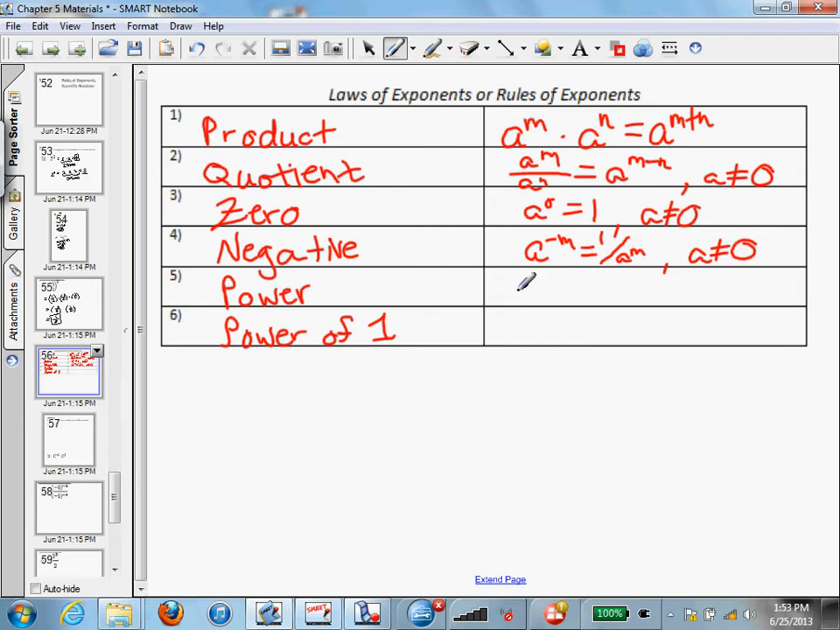Okay, the power rule. That means you have a base with an exponent raised to another exponent. And what happens is you keep your base, and then you just multiply the two exponents together. And finally, you have a power of 1. That means you have a base being raised to the first power, and all it does is equal that base.